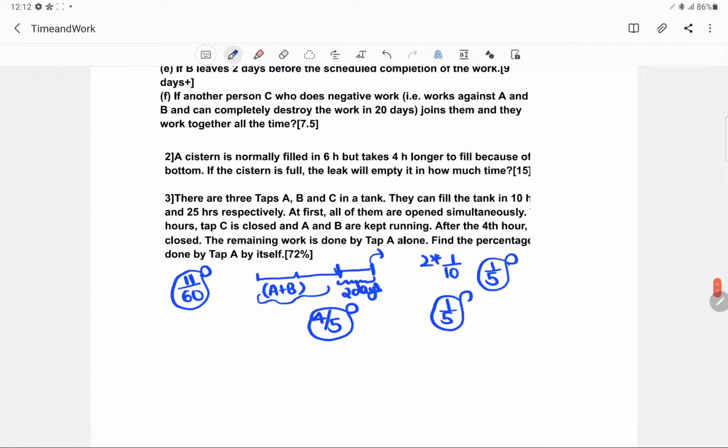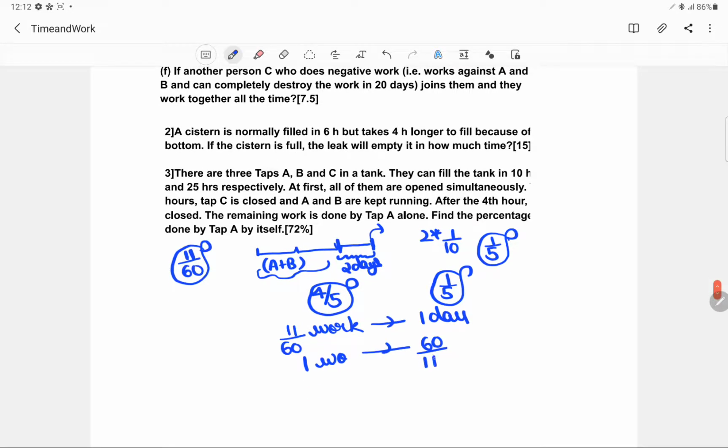Okay, now just try and see this. If 11 by 60 work A and B are doing in 1 day, so one work they will do in, of course more number of days, that is 60 by 11 days.